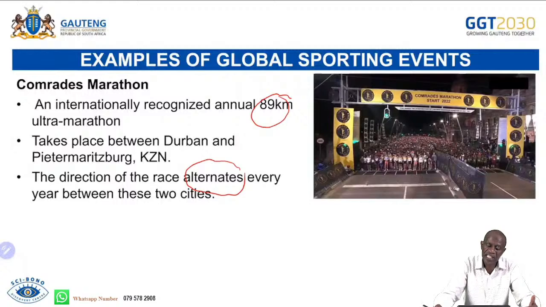And the direction of the race changes annually. If it started in Durban, for instance, ending in Pietermaritzburg, the following year it will start in Pietermaritzburg. As you can see, the starting point on the picture here, and as to the number of participants, you can see it has attracted so many people to participate.